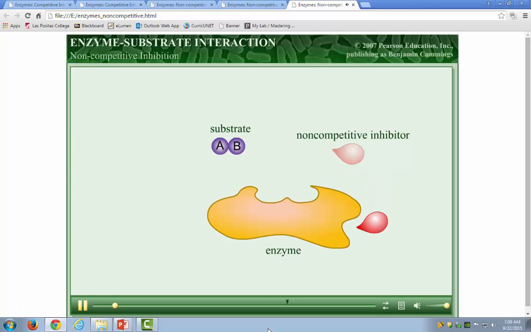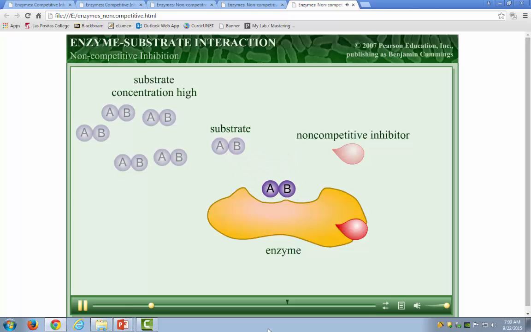Non-competitive inhibitors bind to a location on the enzyme other than the active site. For example, the HIV medication nevirapine is a non-competitive inhibitor of HIV reverse transcriptase. Nevirapine does not bind to the reverse transcriptase active site. The binding of the inhibitor causes the enzyme to change shape, so the active site is no longer able to perform the reaction efficiently. Since the non-competitive inhibitor binds in a different binding site than the substrate, increasing the concentration of substrate has no effect on non-competitive inhibition.